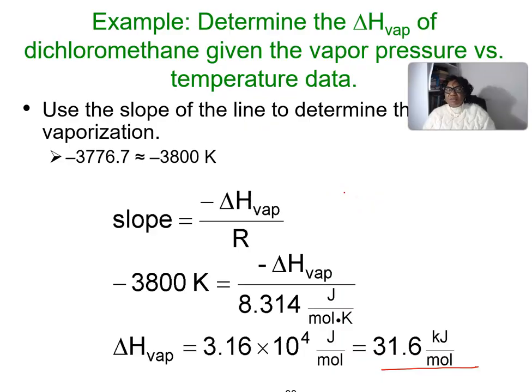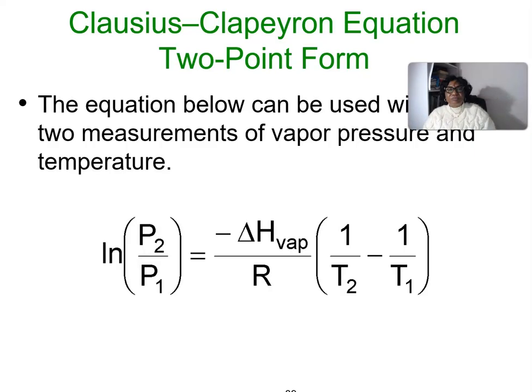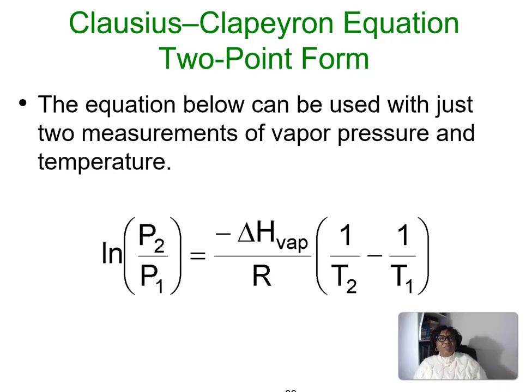Now let's look at our classic Clapeyron equation in a case where we have just 2 points. Classic Clapeyron equation 2.4. The equation below can be used with just 2 measurements of vapor pressure and temperature to find the heat of vaporization. So this is the equation below. You see P2, 1 over T2, P1, 1 over T1.